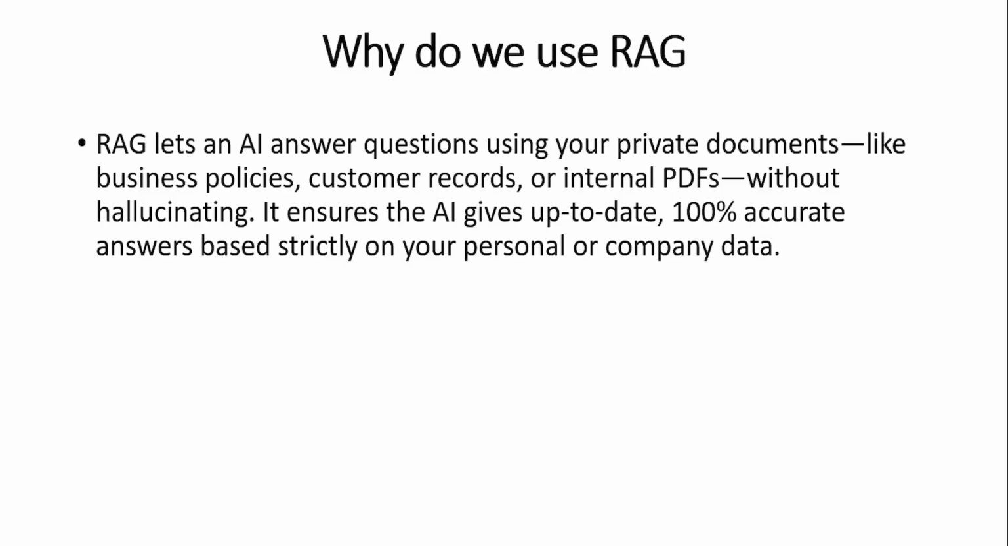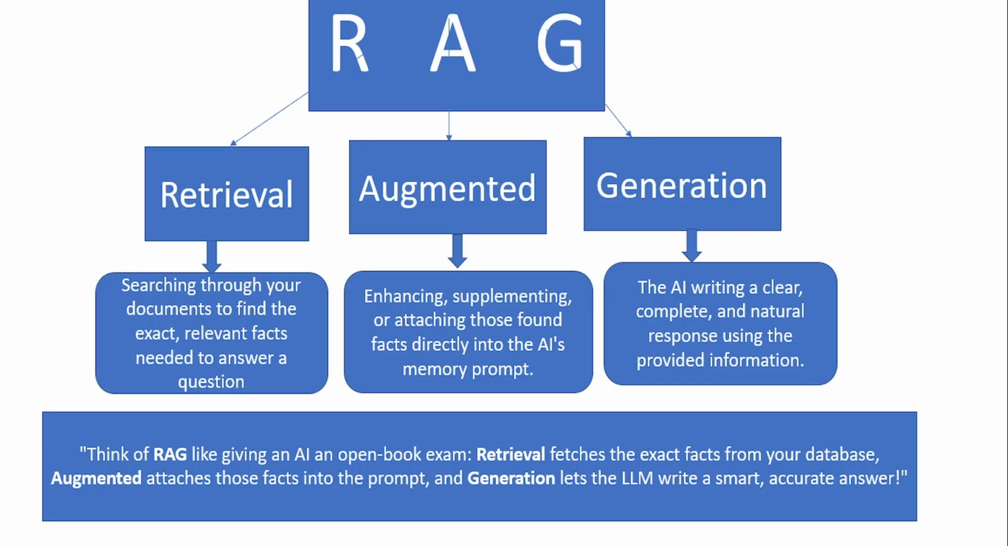Secondly, it ensures the AI gives up-to-date 100% accurate answers based strictly on your personal or company data. So by using the RAG, AI agent is supposed to give 100% accurate information to users about our company policy or company data. So the next is, what does RAG stand for? Well, RAG is a combination of three alphabets, R, A, and G. R stands for retrieval, A stands for augmented, G for generation.